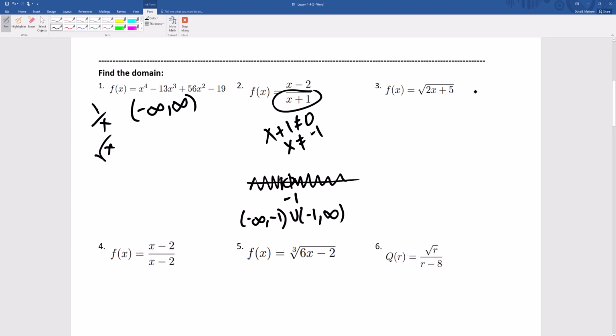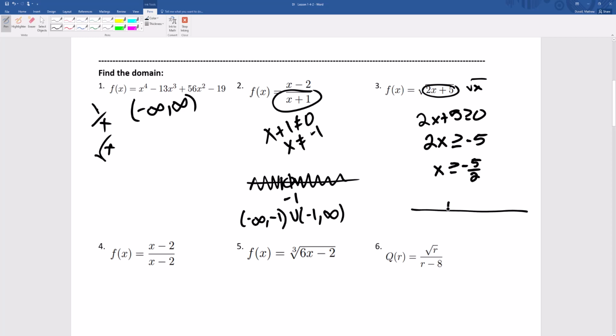The next one, I'm not dividing by x, but I do have x inside of a square root. So you take whatever's inside of the square root, and you set it greater than or equal to 0. And then you solve for that. So we're going to subtract 5 on both sides. Divide both sides by negative 2. So on the number line, it's saying x is greater than or equal to negative 5 halves. It can be equal to it, and it's greater than that. So my answer is negative 5 halves to infinity.